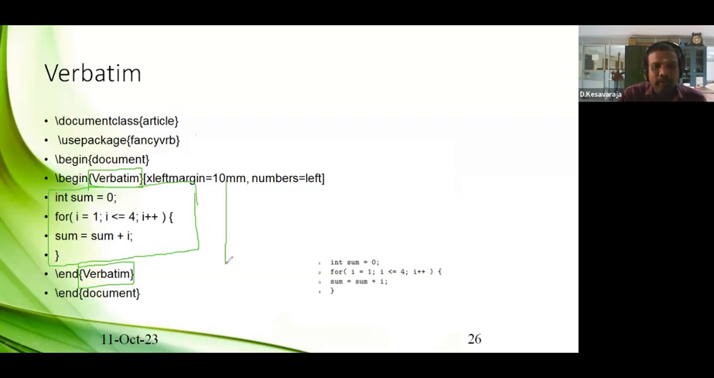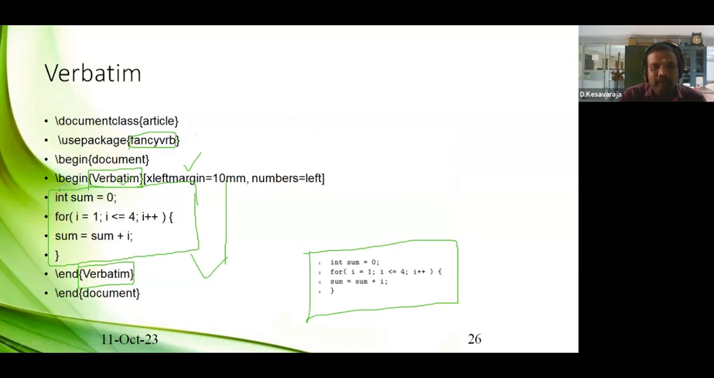The code was properly aligned in line number 2. So the left margin, if you needed, specify xleftmargin 10 mm, numbers left. This set of verbatim markup is placed inside the package called fancyvrb.